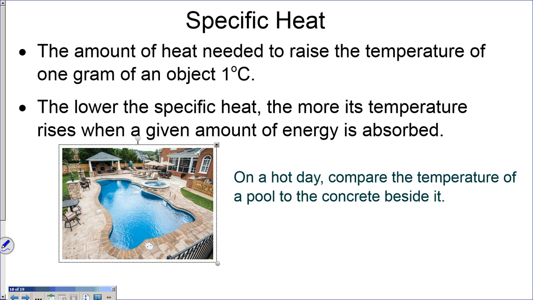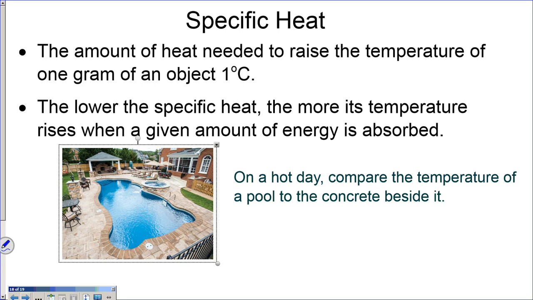So remember, this is what we refer to as specific heat. Specific heat is similar to heat capacity. It's specific heat capacity. But it's the amount of heat needed to raise the temperature of 1 gram of that object by 1 degree Celsius. So heat capacity referred to the entire object, whereas specific heat refers to 1 gram of that object. And remember, the lower the specific heat, the more its temperature rises when a given amount of energy is absorbed. So the lower the specific heat, the less energy it needs to heat up, so it heats up faster.